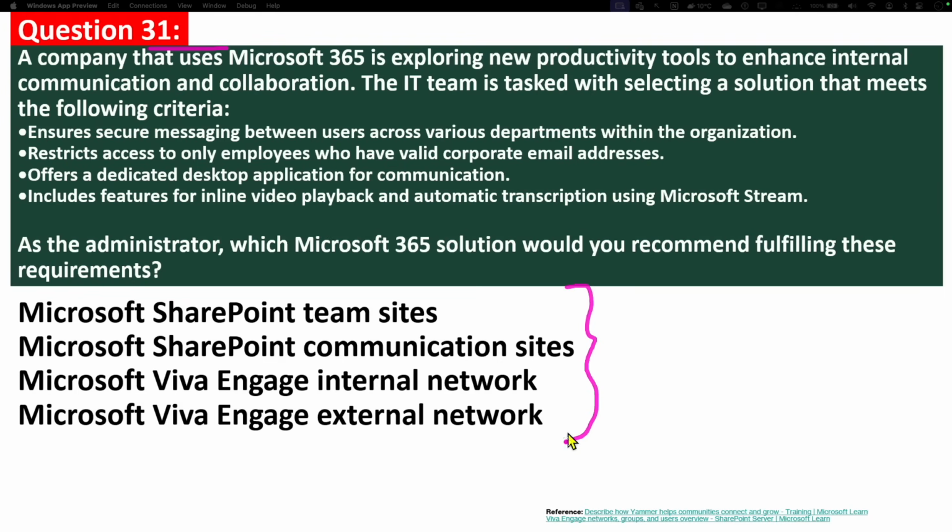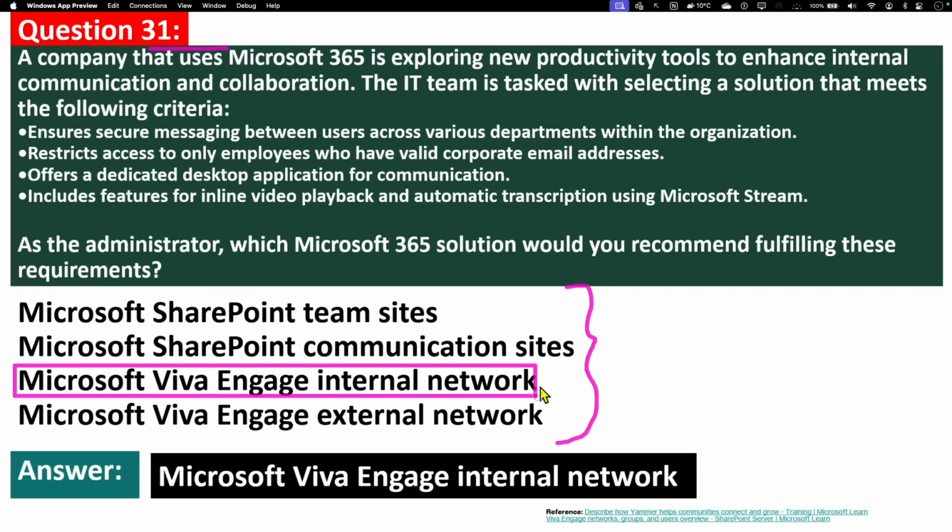Let's go through these available options, see if you can guess the right answer. The correct answer is Microsoft Viva Engage Internal Network. Microsoft Viva internal network provides secure communication with users across multiple departments in the same company. And it limits access to company members with a valid email address, as well as supporting communication through a dedicated desktop application and playing of videos inline for automatic generation of transcription with Microsoft Stream.